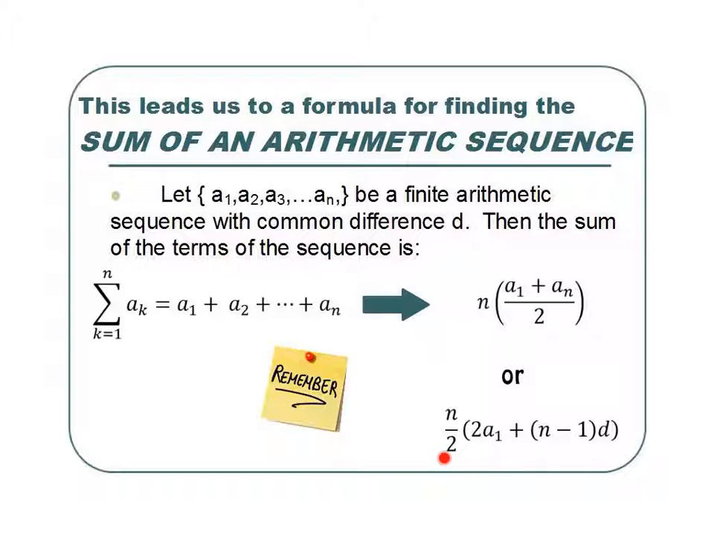Another option would be this one. If you perhaps don't know the last term, which a lot of times it'll just say, hey, what's the sum of the first 50 terms? So you don't necessarily know what the last term is. Then use this formula. Take the number of terms, divide by 2, still have to know the first term, you have to know how many terms there are, and you have to know what the common difference for your sequence is. Then you can use that one.